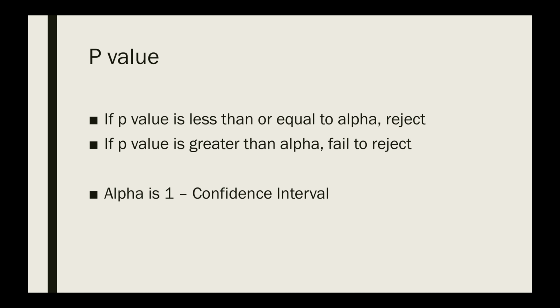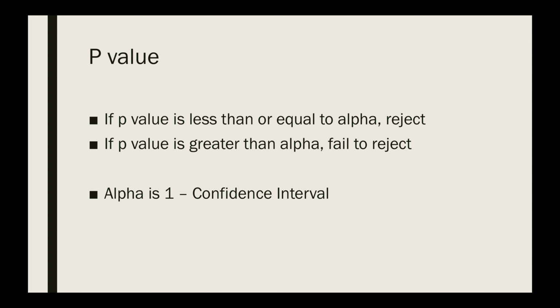The p-value method: if the p-value is less than or equal to alpha, you reject the null hypothesis. If the p-value is greater than alpha, you fail to reject the null hypothesis. Remember here that alpha is always 1 minus the confidence level. So most of the time, the most common occurrence is that the confidence level is 95%. So alpha, therefore, would be 1 minus 0.95, which is 0.05. So alpha is most commonly 0.05.